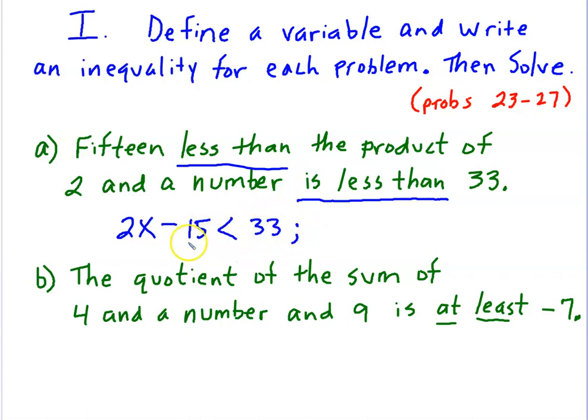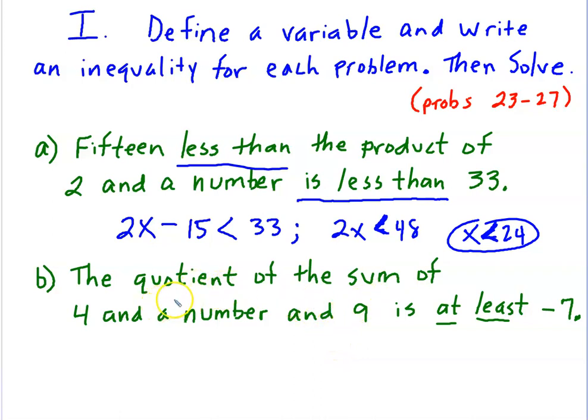So we solve inequalities just like we do equations, with one big rule that we have to keep in mind. If we end up dividing or multiplying by a negative number, we have to remember to reverse the direction of the inequality. So solving this, I would add 15 to both sides and then divide by 2. And that would be my solution. Well, sorry, I forgot. That's an inequality, not an equation, so this should be less than.